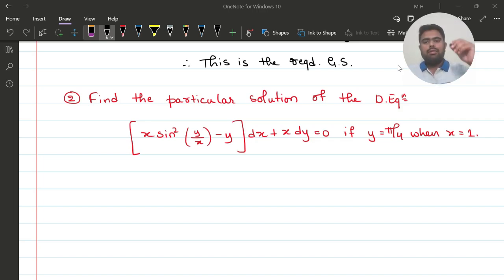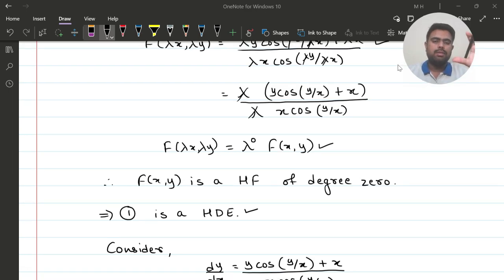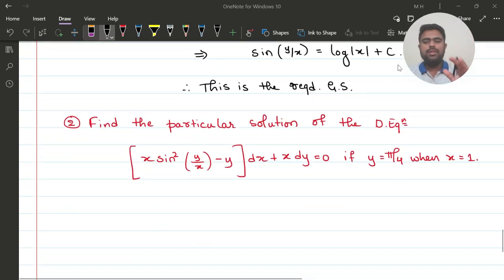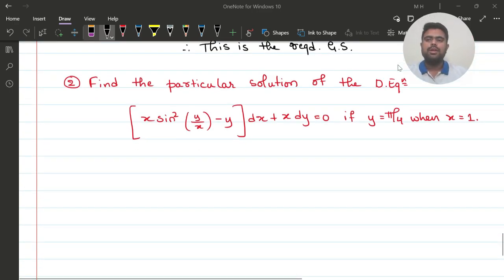Now look, they have not asked us to show that this is a homogeneous differential equation. So the first part, what we did, putting x equal to lambda x, y equal to lambda y in the function, and then saying that it is a homogeneous function of degree 0, all those things are not required. So what we have to do is, we will just have to find the general solution and then substitute the conditions, find the constant, and then we will have to find out the particular solution. So we will come to this.